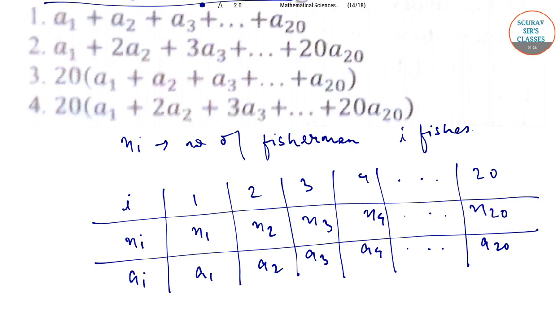The number of fishes which are caught by fishermen who caught one fish, x1, is equal to (a1 minus a2) into 1. The number of fishes which are caught by fishermen who caught two fishes, 2 into x2, is equal to (a2 minus a3) into 2, and so on.